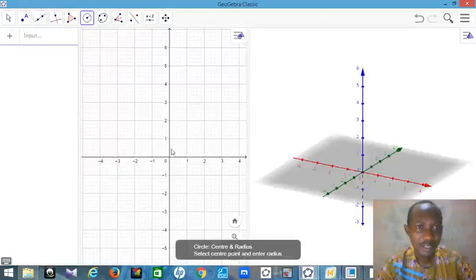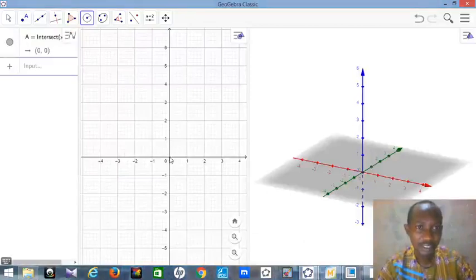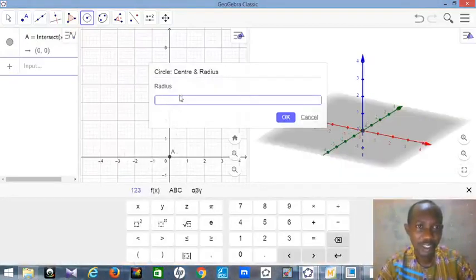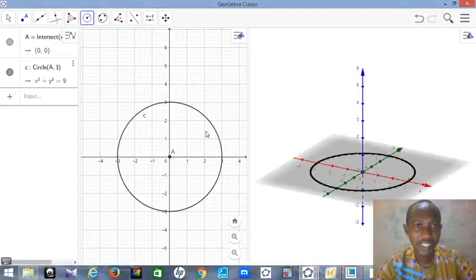If I pick a circle here, let me show you so that you can differentiate it well. See, it's asking me for radius. Let me take radius 3 for example. So I click OK. So this is just a circle. The circle is a plane shape. It's a two-dimensional plane shape.